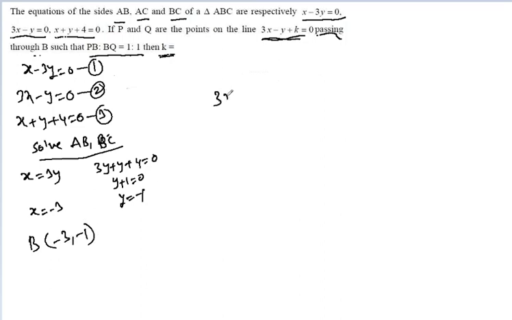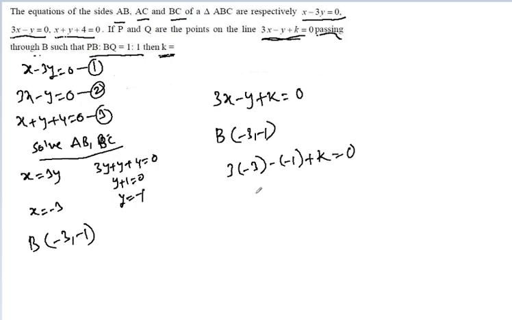The given line 3x minus y plus k equals 0 passes through this point B, minus 3 comma minus 1. Substituting the point, 3 times minus 3, minus of minus 1, plus k equals 0, so minus 9 plus 1 plus k equals 0, that is k minus 8 equals 0, k equals 8. The value of k is 8.